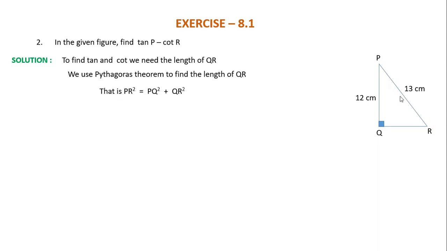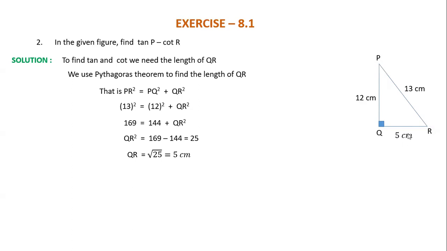PR square is equal to PQ square plus QR square, which is 13 square is equal to 12 square plus QR square, which is 169 is equal to 144 plus QR square. QR square is equal to 169 minus 144, which is 25. So QR will be square root of 25, which is 5. That means this length is 5 here.